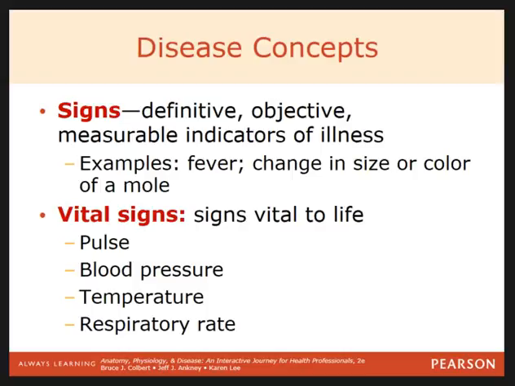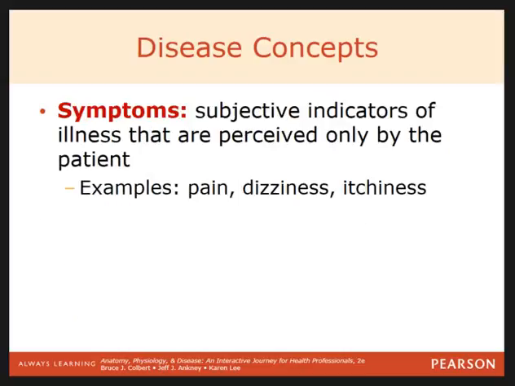So we want to make sure they're breathing, that they're not hypothermic, that they've got the proper blood pressure, it's not hypotensive or hypertensive, and that their heart is beating, they have a pulse rate. Now, symptoms are subjective. These are things that it's a perception by the person. So it can't really be measured to a true scale.